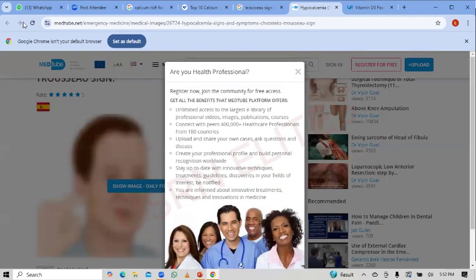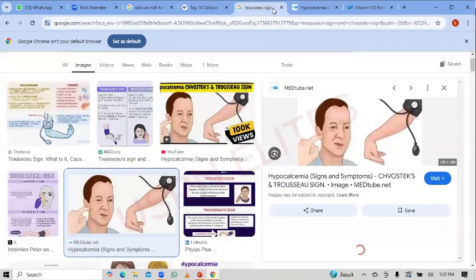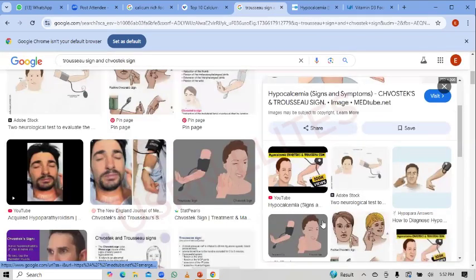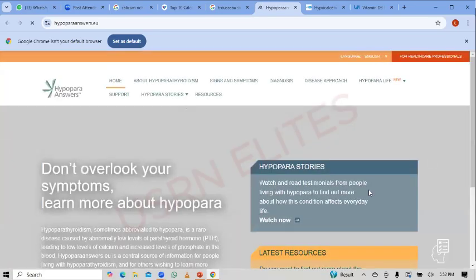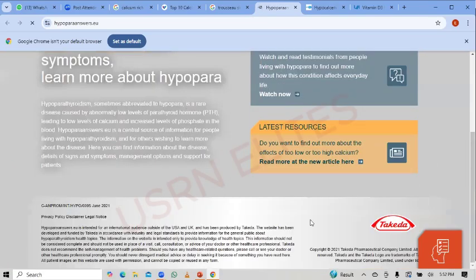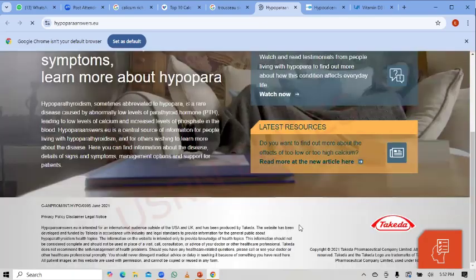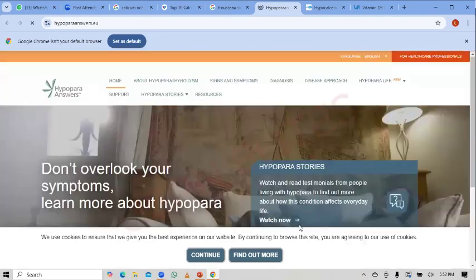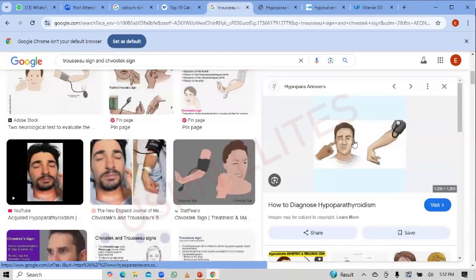Trousseau sign and then Chvostek sign. But how do we elicit or how do we see each of them? Per the pictures that I am trying to display, which of them is the Trousseau sign and which of them is the Chvostek sign? My listing is not helping. So let's look at this picture. Which of them is the Trousseau sign, which of them is the Chvostek sign?